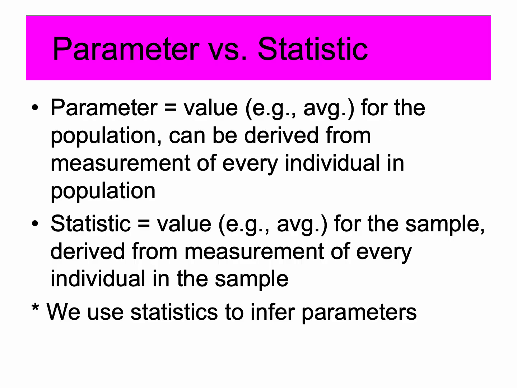If we wanted the mean or the average for the entire population, we would have to take a measurement from every single individual in the population. Like I said, that's not really feasible in most circumstances, so we get a statistical value, an average from our sample, derived from taking a measurement of every individual in the sample. Then we'll use those statistics, generally the mean or the average of our sample, to make inferences about parameters, which is the average in this example for the population.